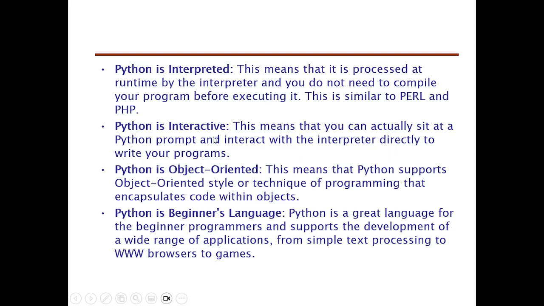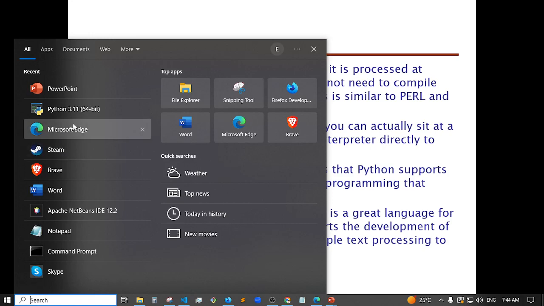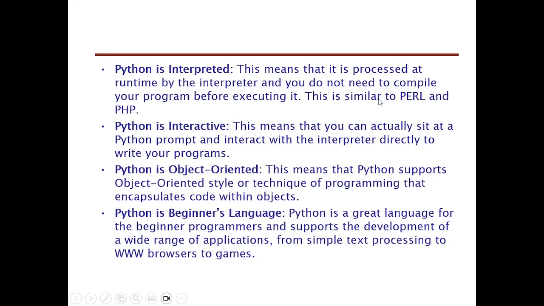Python is interactive. This means that you can actually sit at a Python prompt and interact with the interpreter directly to write your program. So for example, I'm using Python 3.11. Once we try 3 plus 3, the answer will automatically pop up without the compiler, right?